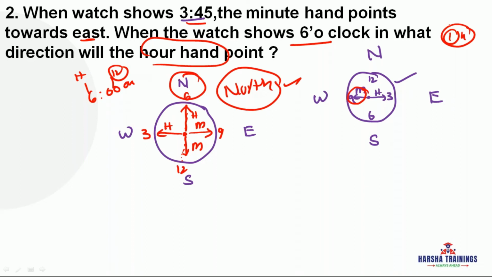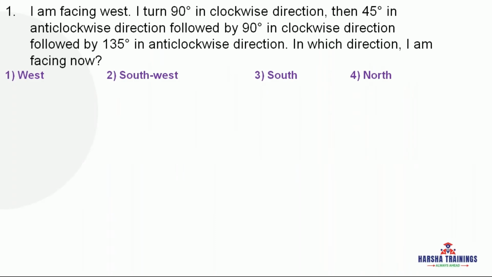Okay, so any doubts regarding this question? No. Okay, and move on to the next model. Model number 5. I think it is very easy, guys. The given question here: I am facing west, turn 90 degrees clockwise, then 45 degrees anti-clockwise, followed by 90 degrees clockwise, and followed by 135 degrees anti-clockwise. In which direction am I facing now? It is a stupid question, first thing.